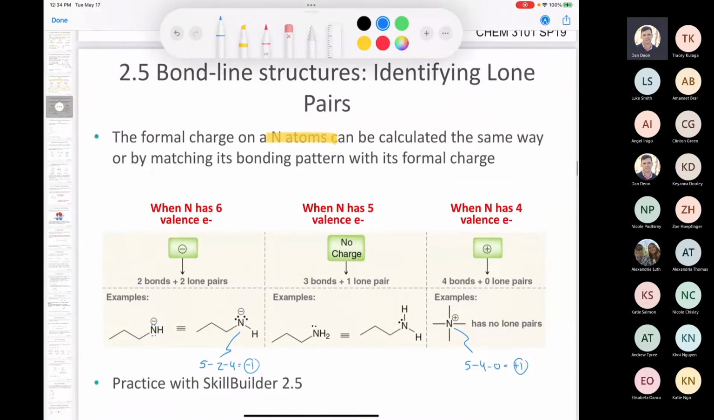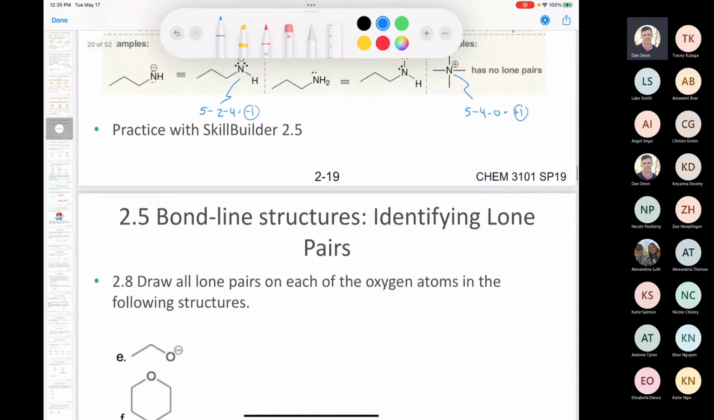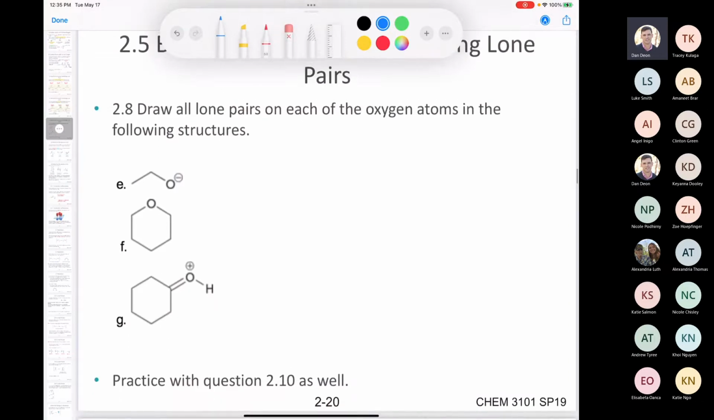So now we've covered all the possible bonding patterns for oxygen and all the possible bonding patterns for nitrogen. We've also covered carbanions and carbocations. With all that in mind, let's try a problem. It says, draw all of the lone pairs on each of the oxygen atoms in these structures. I'm going to redraw E like this, and we have a negative charge like this on the oxygen. How many lone pairs are missing on this oxygen, this blue oxygen? How many lone pairs are missing?